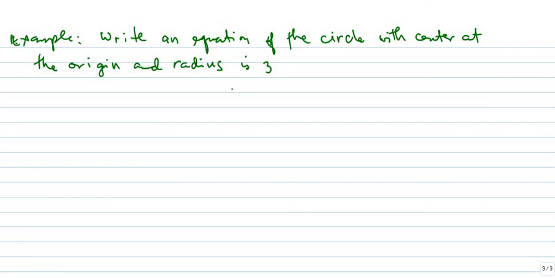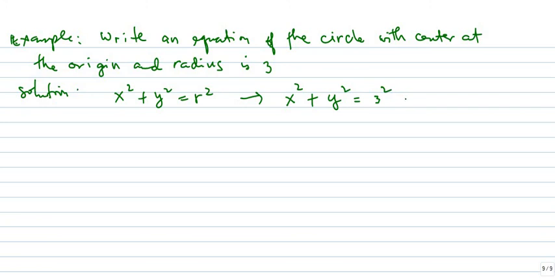To solve this problem, we have our solution. Again, the center is at the origin, so we will be using x squared plus y squared is equivalent to r squared. Since the radius is 3, we substitute the value of r as 3. So we have x squared plus y squared is equivalent to 3 squared, which is 9. So x squared plus y squared is equivalent to 9. That means our radius is 3.